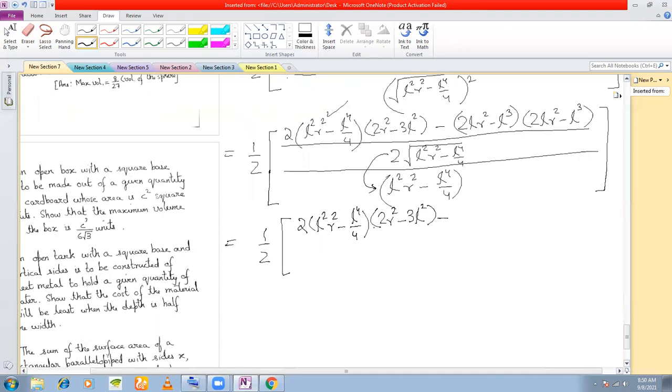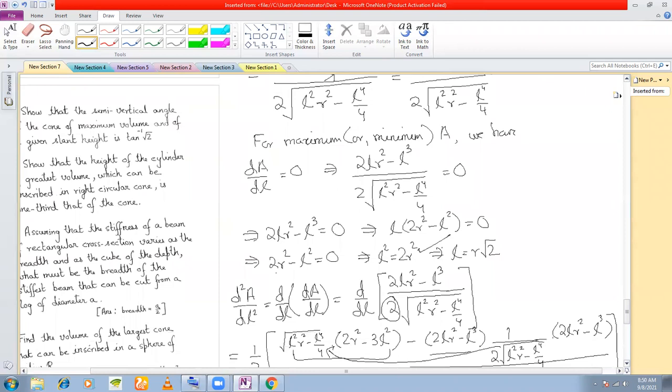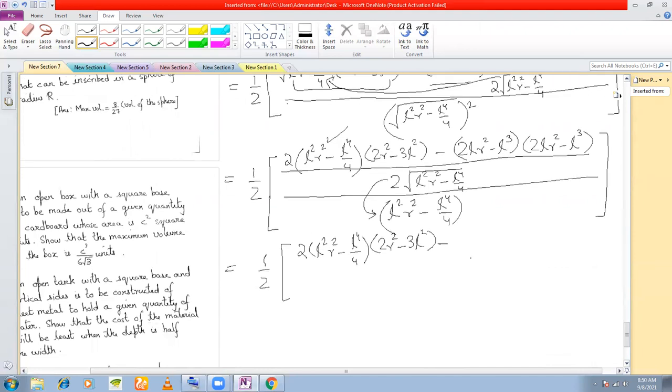Now, why am I simplifying this? I'm simplifying this so that if you see everything I'm bringing in terms of L square, what is the value of L that I've got here? L square is equal to 2R square, or L is equal to R root 2, isn't it? So if I can bring everything in terms of L square here, then it will be easier for me to see the sign. We don't need to actually simplify d2A/dL2 and do all that, but we are only doing it for ourselves. We are not doing it for any other purpose. We just need to check the sign. As long as you get the sign, it's okay.